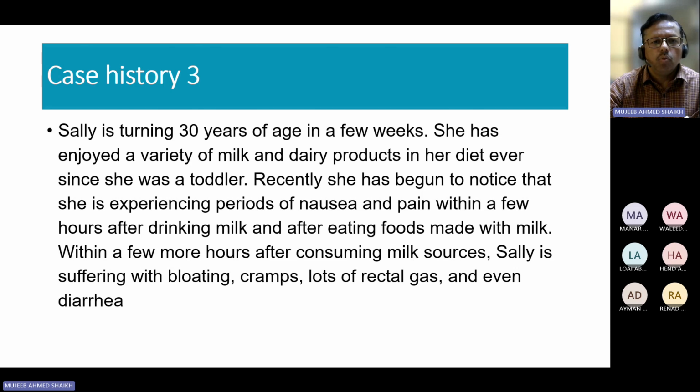Recently she began to notice that she is experiencing periods of nausea and pain within a few hours after drinking milk. Whenever she takes milk now, she is feeling nausea and pain, and also after eating foods made from milk. So basically milk is causing some problem. What could be the possibility?